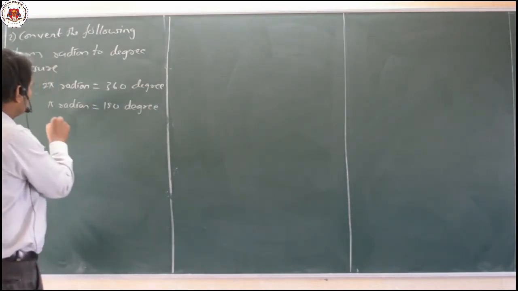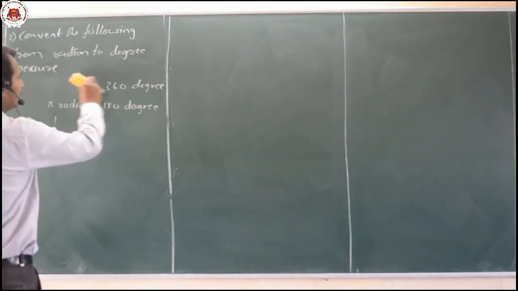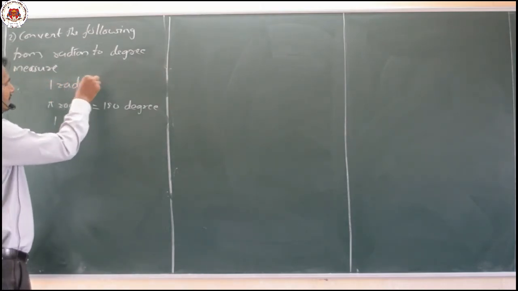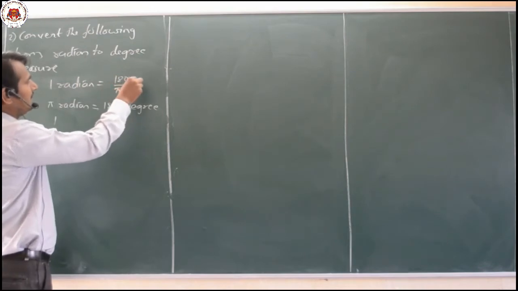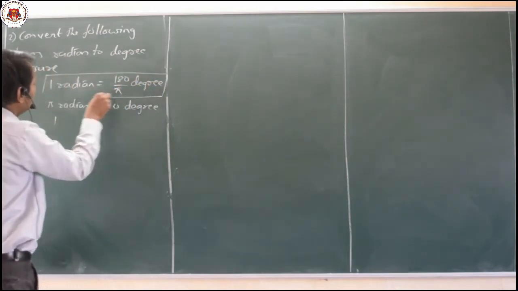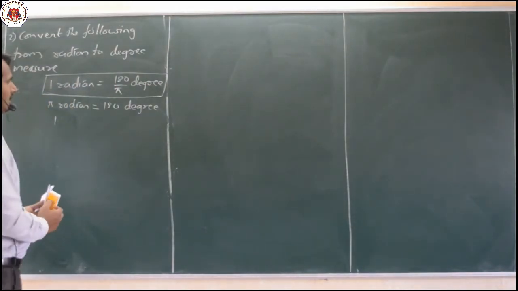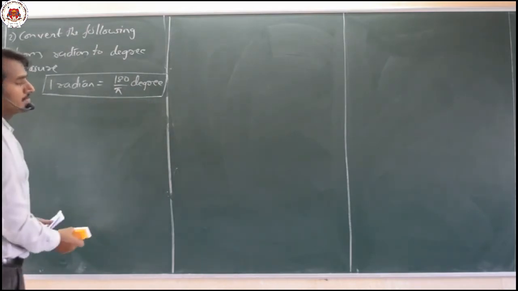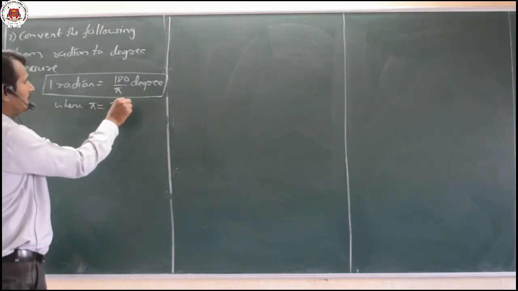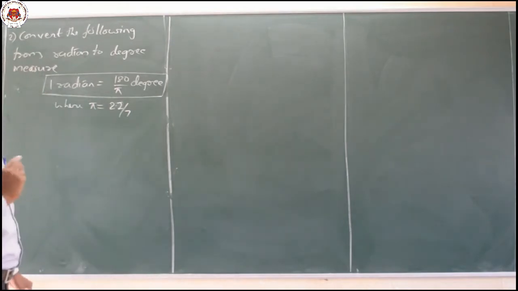So therefore 1 radian, what do we get? 1 radian is equal to 180 divided by pi degrees. And 1 degree is equal to pi divided by 180 radians, that is dividing by 180 on both the sides. Now what is the value for pi here? That also we should know. Pi is equal to 22 divided by 7. The value for pi is 22 by 7. That also we should know here.